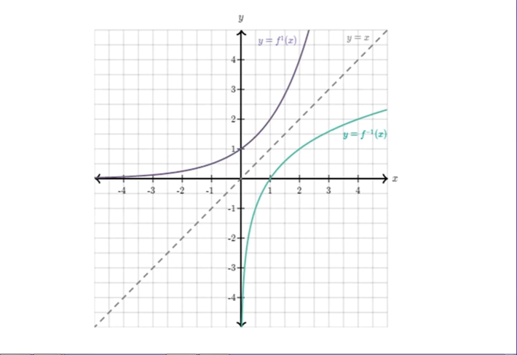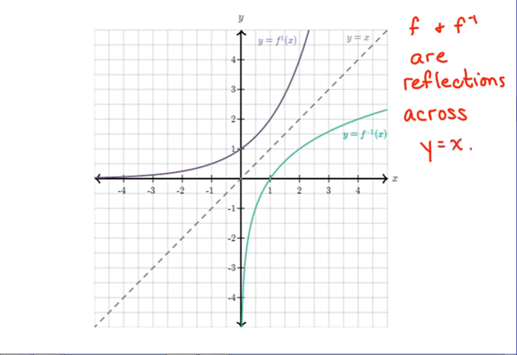So here's a property of the inverse. A function and its inverse, f and f inverse, are reflections across y equals x. Every function and its inverse will be a reflection across the line y equals x. So it doesn't matter what function we're dealing with, whether it's a linear function, an exponential function, which is the one that we're looking at right here, or a polynomial. It doesn't matter what function you're talking about, a function and its inverse are always going to be reflections across the line y equals x.